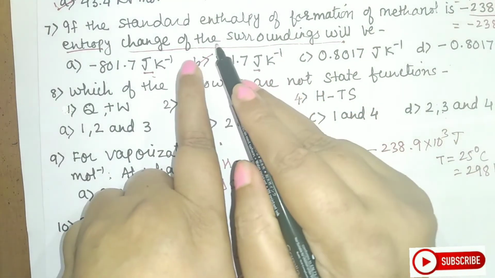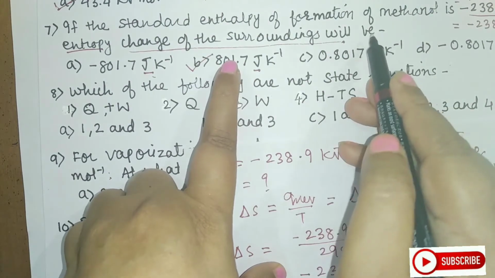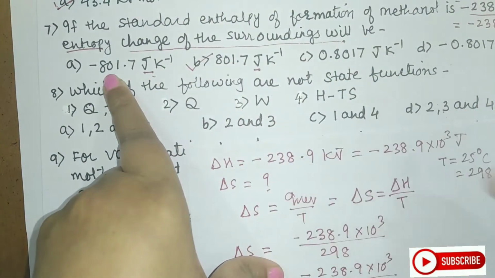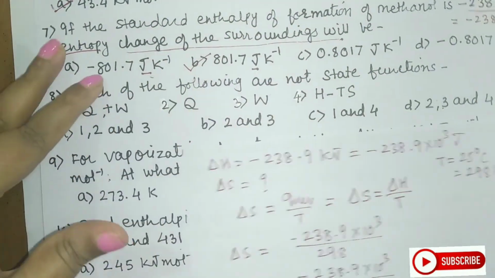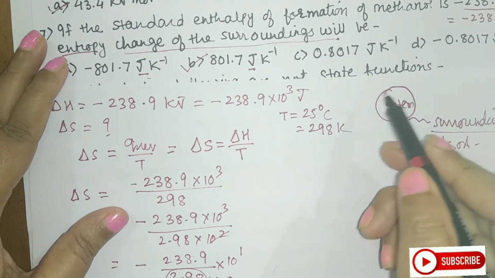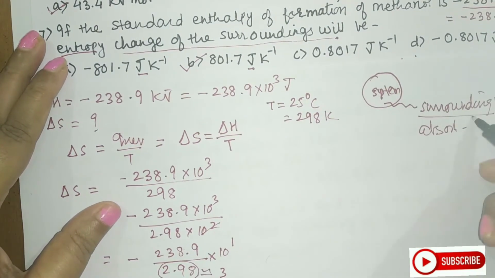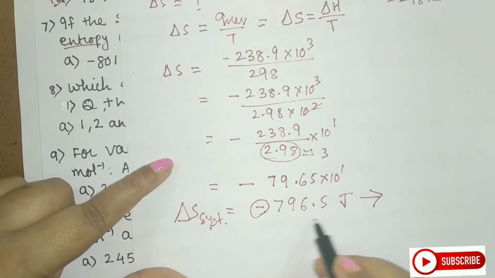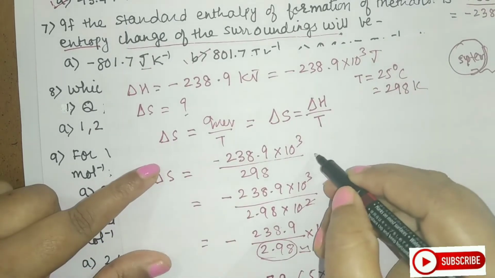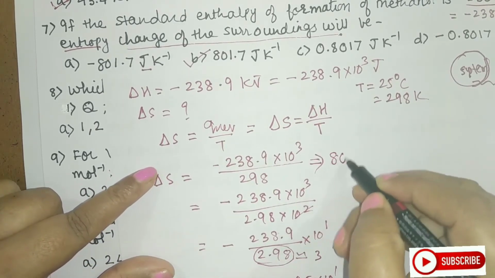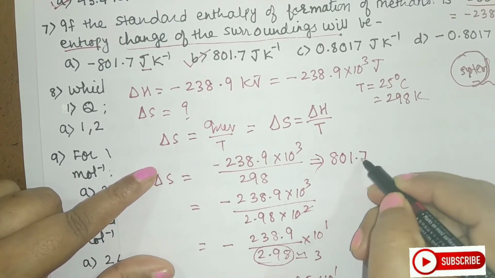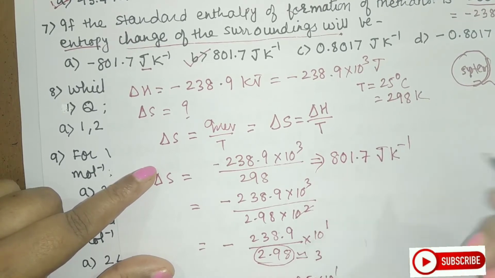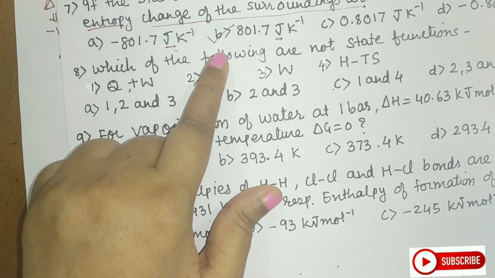If the question asked for the change of the system, then your answer would be the first option. But as they are asking for the surrounding, whatever the system releases will be taken by the surrounding through the boundary. So here it will be positive. So your answer is this. So this is how you can do it by the nearby option. Otherwise, if you solve this exactly, you will get 801.7 J K inverse. So your answer is the second option.